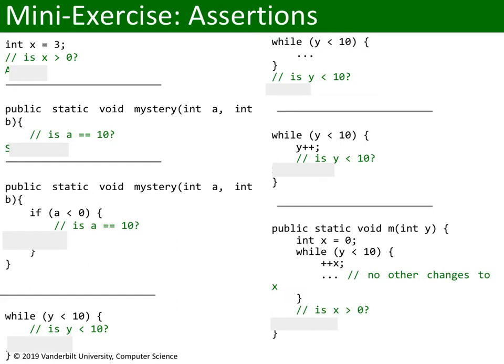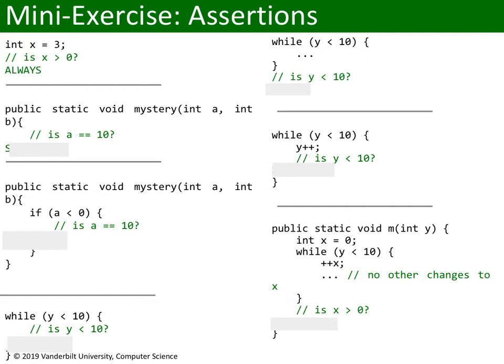In the first upper left-hand corner assertion, we have x is initialized to the value 3. So anytime you have an assignment operation to some literal value, we can make definite assertions about the value of that variable. This has the value always.